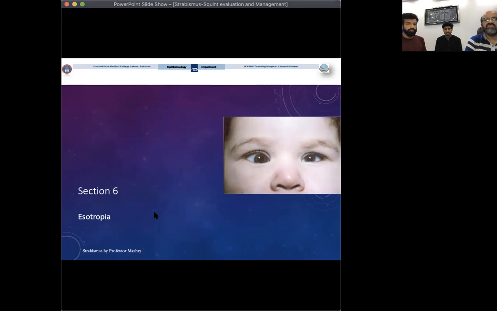So I think this gives an overall general view of the squint. And the next is, if you like, we can go to a little bit detail of management of esotropia and exotropia. Would you like to do that? No, I'd like to take a break. Yes. And you can just go through your questions now, and then we take a break. Yes.